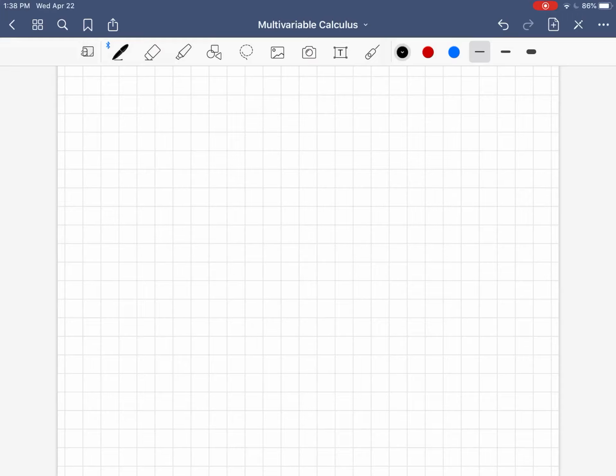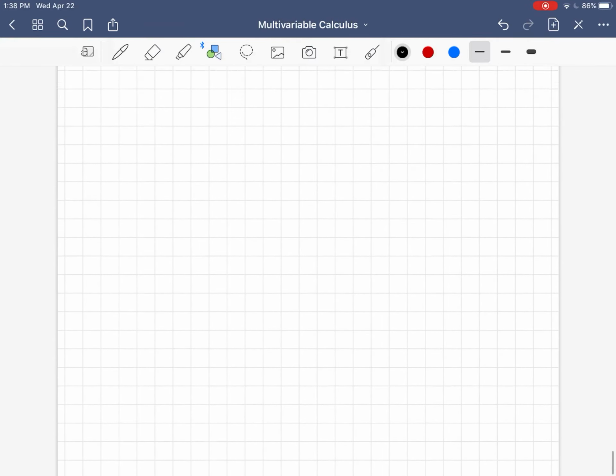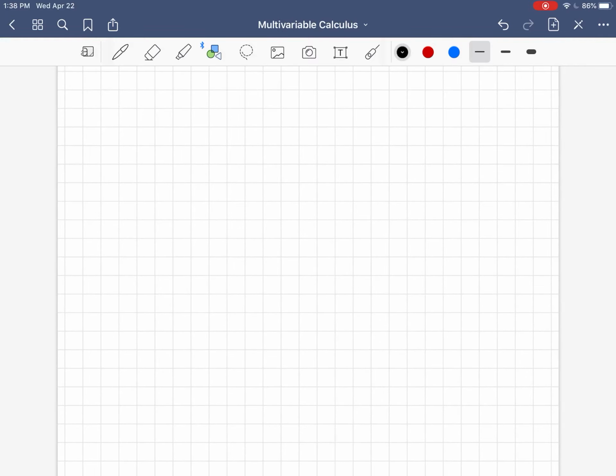Hello, hello, hello. This is Nicholas, and I wanted to talk a little bit about the dot product because I think the dot product is, for the most part, just kind of memorized. And so I want to give some motivation behind the dot product. So let's assume we're in two dimensions, R2, for the sake of simplicity.